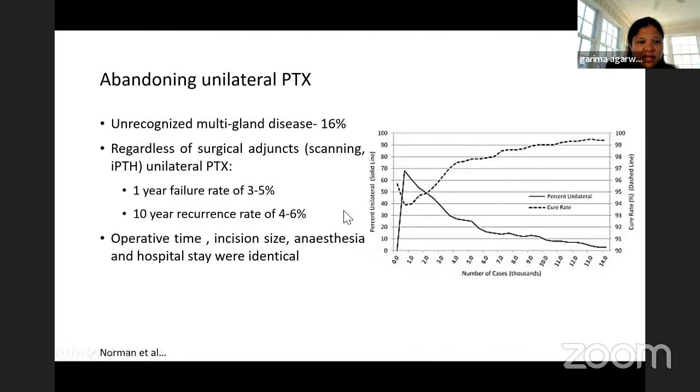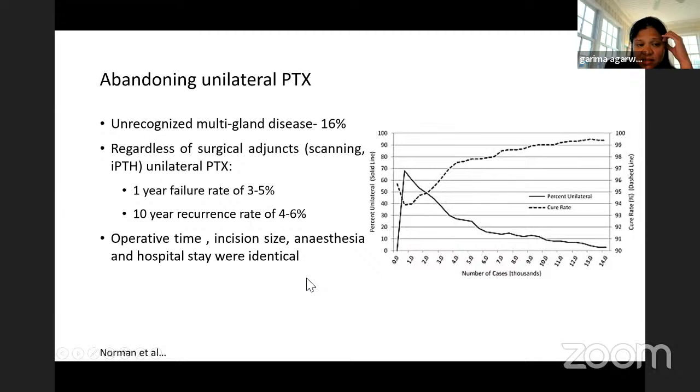Well, but in this study, they mentioned that unrecognized multiglandular disease can be seen in as high as 16% of the patients, regardless of the surgical adjuncts or preoperative imaging. They suggested that their 1-year failure rate was about 5% and the 10-year recurrence rate was about 4 to 6%. And according to this graph, the cure rate was at its lowest when the unilateral operation rate was highest. But again, it was in the range of 5 to 6% failure.